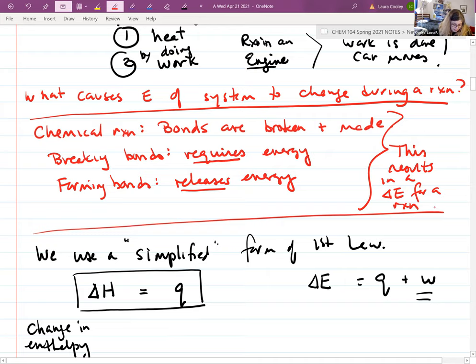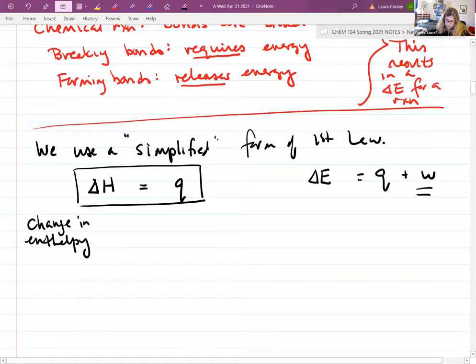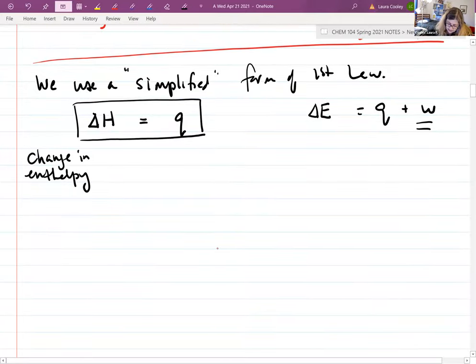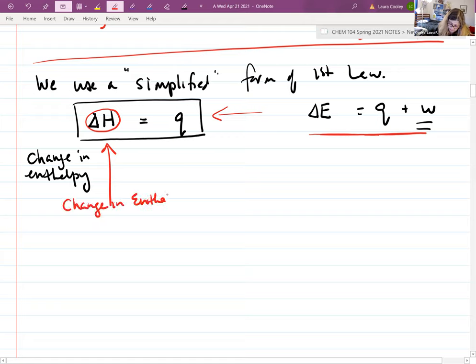Now, getting back to our first law here, we calculate the delta H for a reaction, and we take that to be due to the difference in the bonds that were formed and the bonds that were broken. This is the first law, and we simplify it to get this delta H expression. Let me talk about this delta H. Delta H is called the change in enthalpy. The entire reason that we use the word enthalpy instead of the word energy is so that we don't have to worry about the work. We really don't want to do that at this stage of our chemistry education, okay?